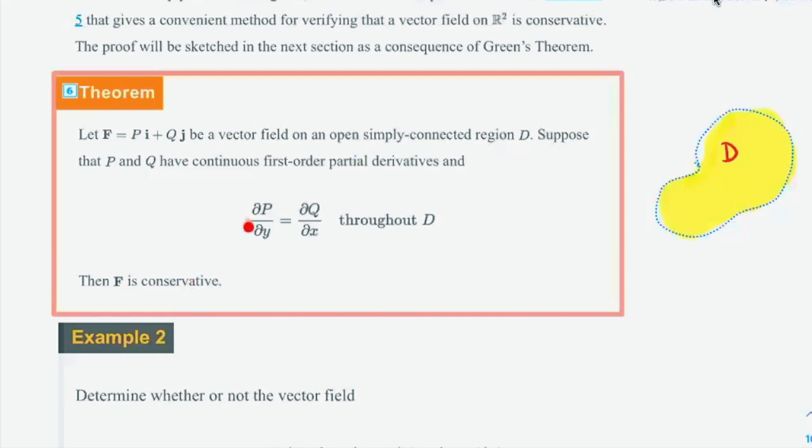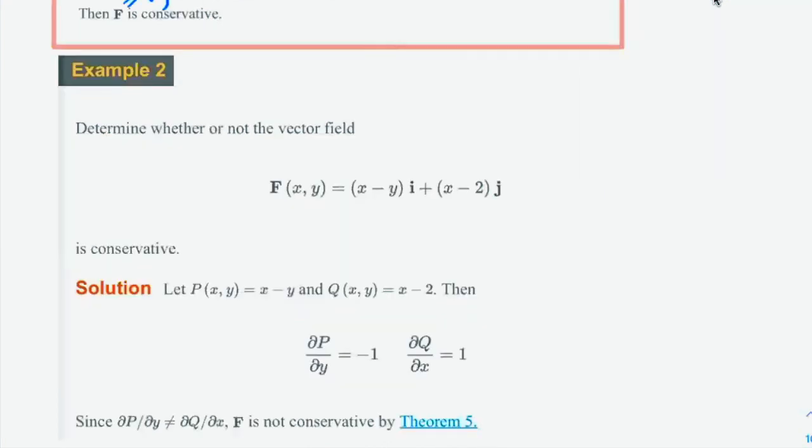So if this partial derivative of P with respect to y is equal to the partial derivative of Q with respect to x throughout this region D, which is open, which means it doesn't contain any of its boundary, and simply connected also, which means it doesn't have any hole in it and it's not broken into separate pieces, then we will have this big F here to be conservative, which means it can be written as the gradient of small f, where f is a scalar function. Now let's do some examples.